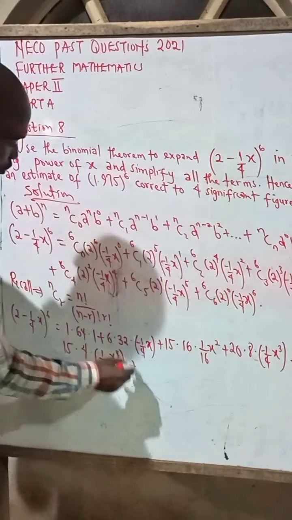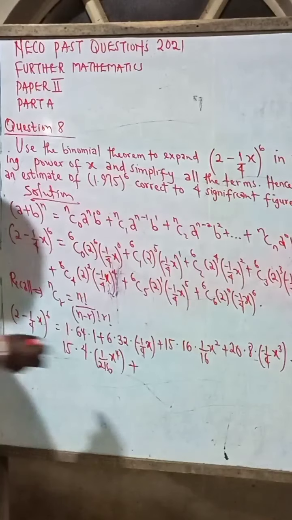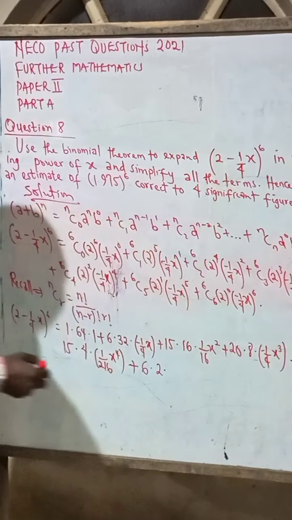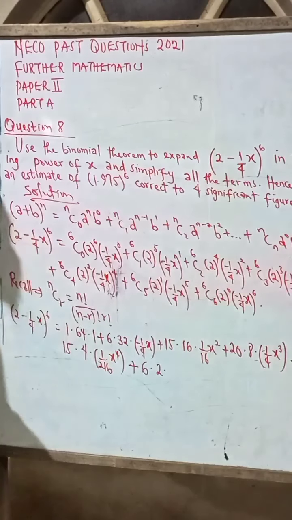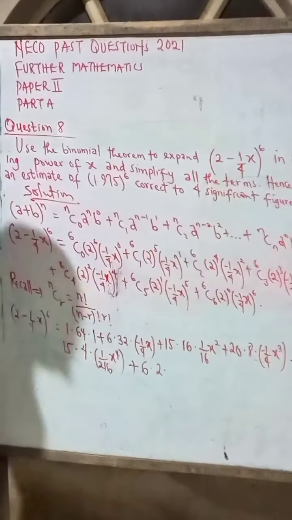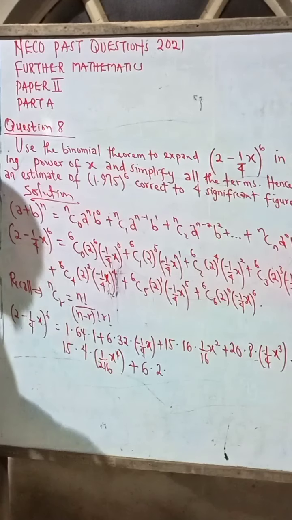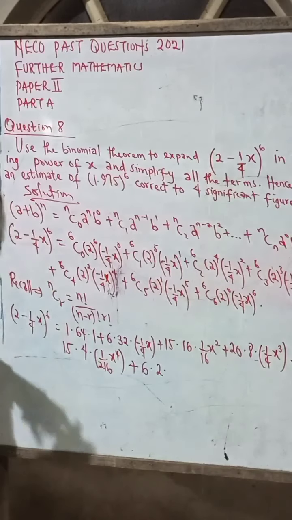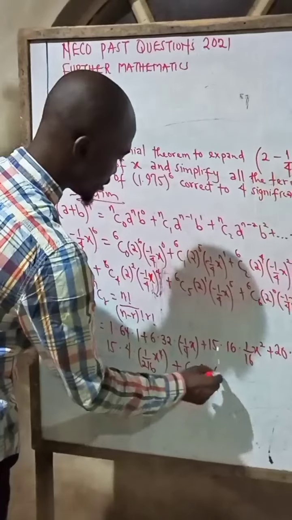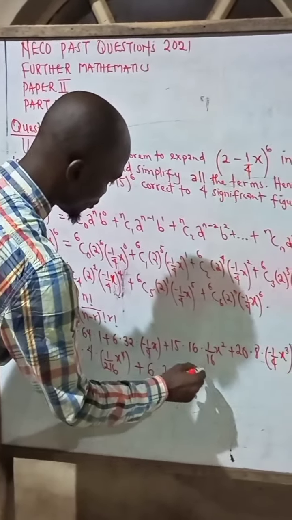Now, followed by the next term, 6 combination 5 is going to give us 6. So that's 6 times 2 raised to power 1, which is 2, times 1 all over 4 raised to power 5. That will be 216 times 4, that's 856. But the answer is negative: 1 over 856x raised to the power of 5.